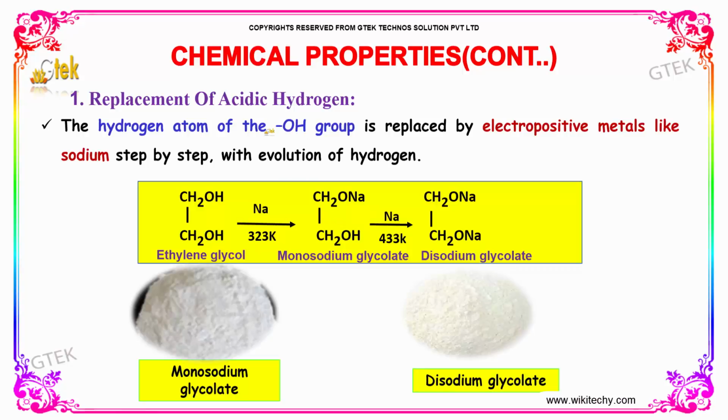The hydrogen atom of the OH group is replaced by electropositive metals like sodium step by step, with evolution of hydrogen gas. The hydrogen in ethylene glycol attached to this oxygen is known as the acidic hydrogen. On addition of sodium metal at 323 Kelvin, monosodium glycolate is formed. On further addition of sodium metal at 433 Kelvin, disodium glycolate is formed.